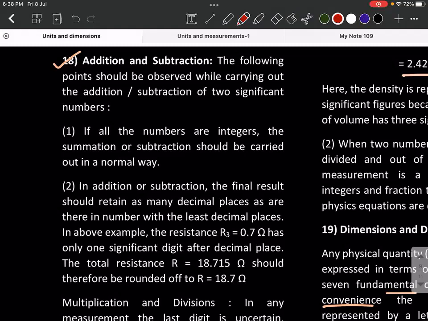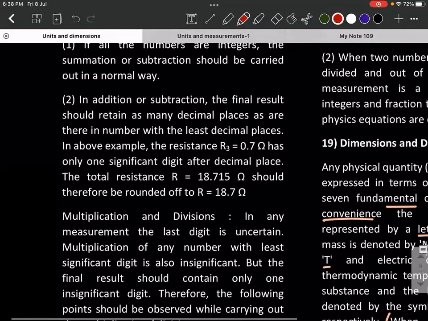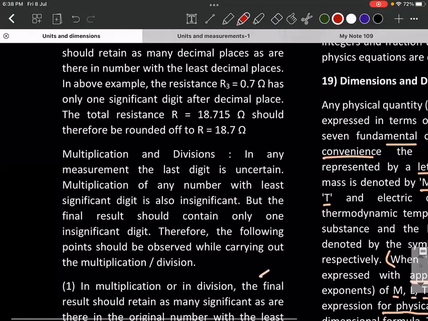So if all the numbers are integers, the summation or subtraction should be carried out in a normal way. So we have no problem. Whereas when you have decimal values, in addition or subtraction, the final result should retain as many decimal places as the number with the least decimal places. So this is the reason why that 1.5 was dropped. That is with respect to addition and subtraction. I hope this point is clear.